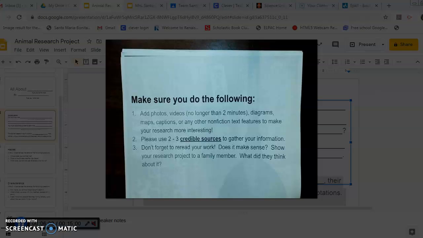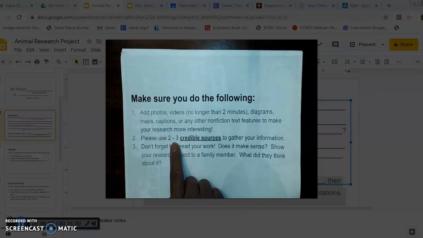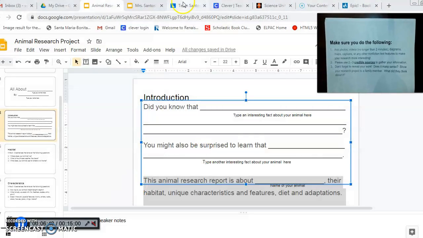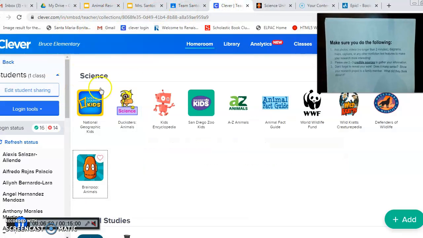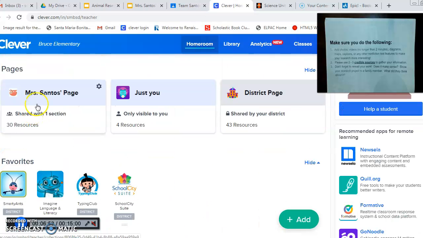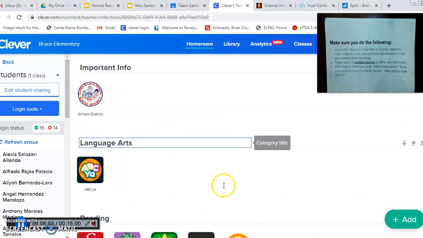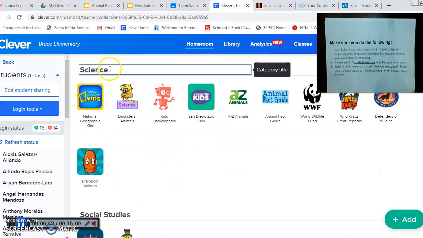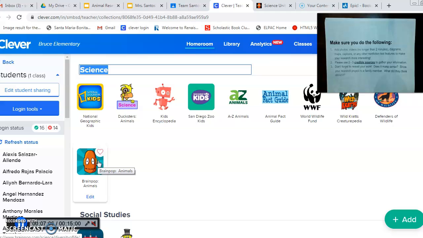Some kind of non-text feature that makes your research report a lot more interesting to look at. Okay, so think about those things that you might want to add. Make sure you're using 2 to 3 credible sources. And boys and girls, I've included a bunch of resources on my Clever page. That's right, so in the page that says Mrs. Santos's page, click on it, and right under the heading where it says Science, you're going to find all these websites that are super, super helpful in finding credible information for your animal research.